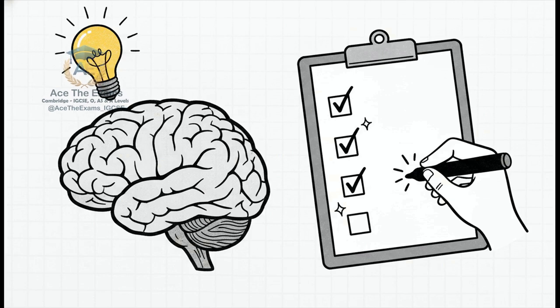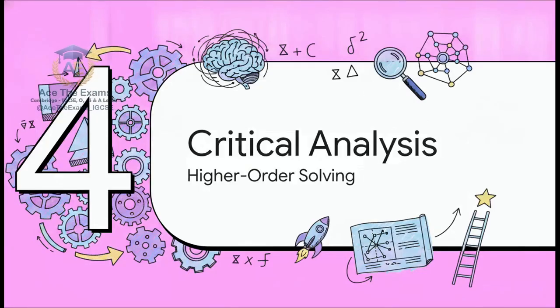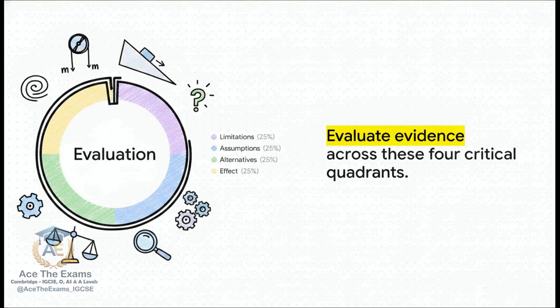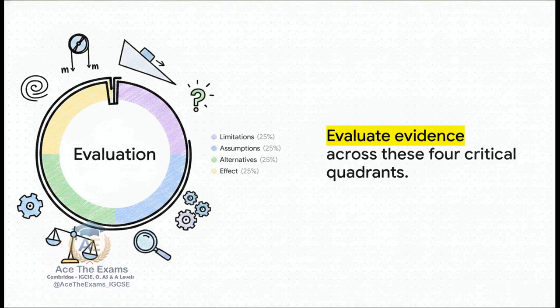Let's move into Section 4, Critical Analysis and Evaluation for Higher Order Problem Solving. Once your basic solving framework is locked in, you need to tackle the higher order assessment objectives. These demand that you critically evaluate the quality of the evidence right in front of you. When you evaluate a scenario, you've got to mentally split the problem into 4 quadrants.